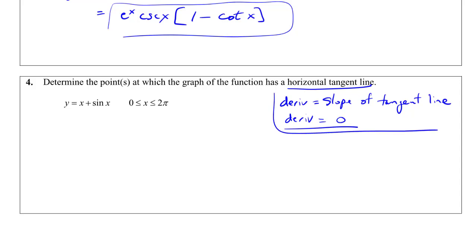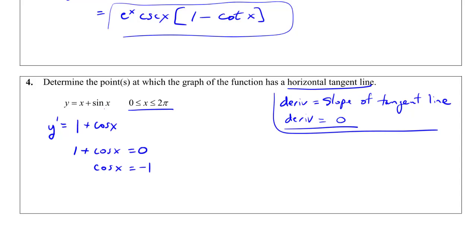I want to know when the derivative is equal to 0. So I put that thought in the side of my mind, and I go and find the derivative. Y is x plus sine x. Y prime is then the derivative of x, which is 1, plus the derivative of sine x, which is cosine x. And so I'm actually asking, when is 1 plus cosine x equal to 0, specifically on that interval? And so I would have cosine x equals minus 1.